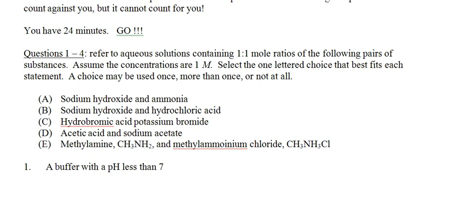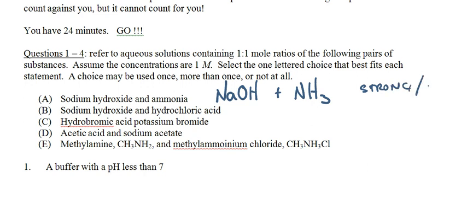First thing we need to do is look at A and ask ourselves, well, what is sodium hydroxide? Well, sodium hydroxide is NaOH, and ammonia is NH3. Now, when I say what are these, make sure that you understand that sodium hydroxide is a strong base, where ammonia is a weak base. So we have a strong base with a weak base, okay?